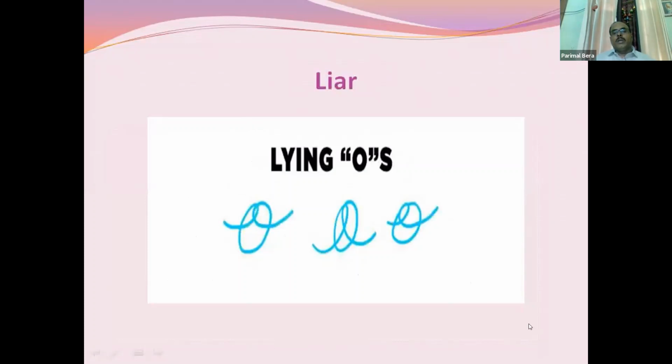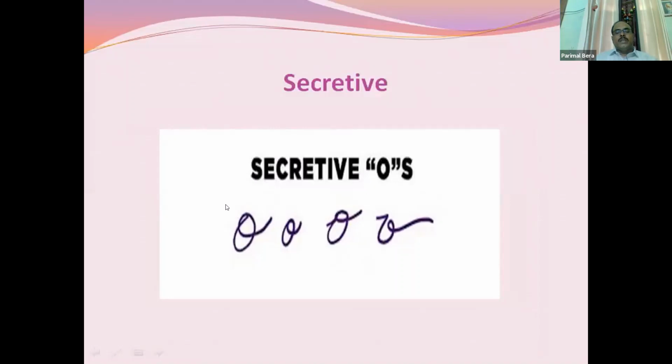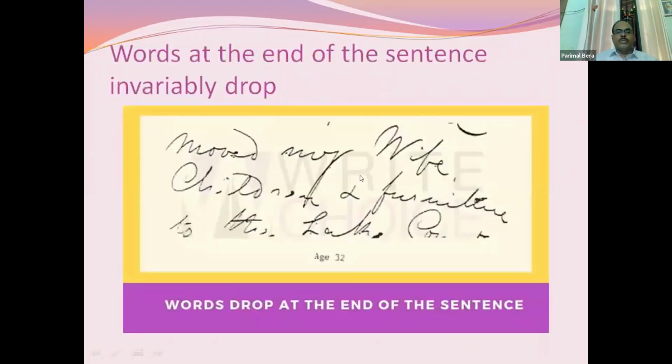And this is the symbol of a liar. That means if a loop is created in the letter O, that is the symbol of a liar. If the loop is created in a double form, that means a pathological liar. That means the person is telling lies, but it is not in his or her control. Secretive: from such a formation of the letter, we can understand the person is secretive. That means he may be sharing something, but he is hiding something from you also. So if the child is doing something, you have to notice the child keenly, as the child may be hiding something from you.